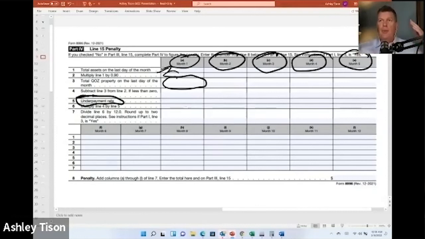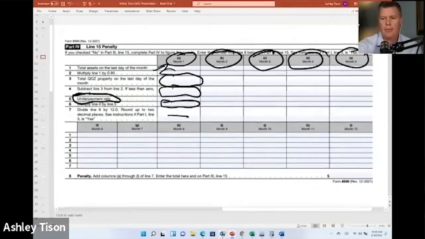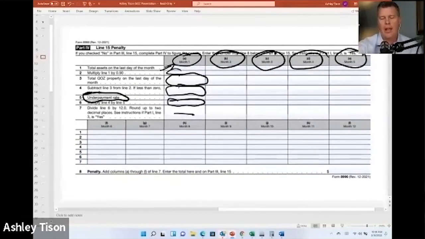If you miss it by a month, it's probably not going to ultimately end up being a huge killer deal for you relative to this penalty. But you're going to multiply how much you were under by the underpayment rate to come up with that right here. And then you're going to divide that by 12, right? Round up to 2 decimal places, and you're going to put that number in here. And then you're ultimately going to end up totaling that up, right? So add columns A through F of line 7.